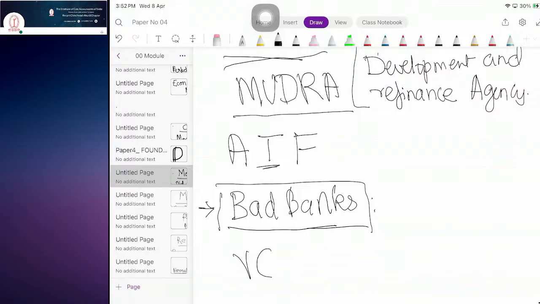Okay, VC stands for venture capital. This is where India is trying to make a name for itself by providing safe havens for venture capital. India wants to make itself a developed country.